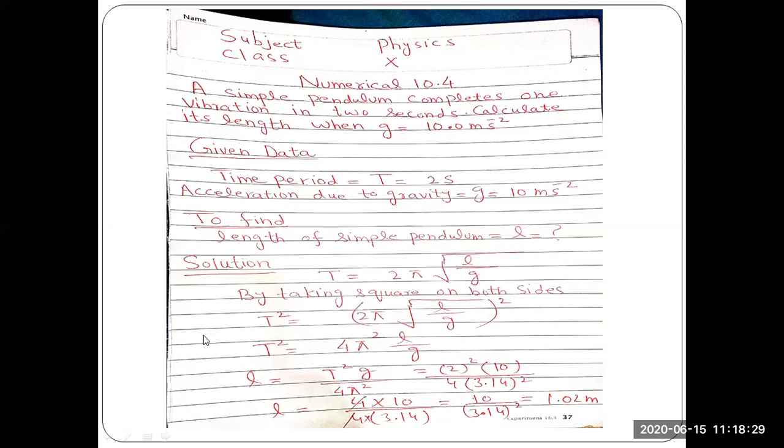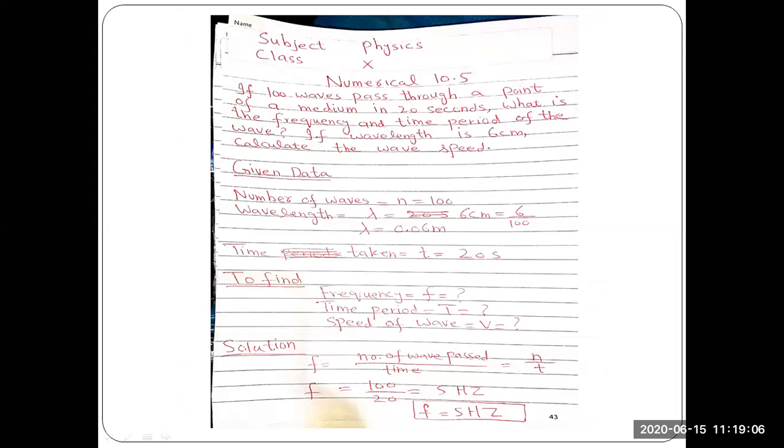By cross multiplying on both sides and putting the values, T is equal to 2, g is 10, and the value of pi is 3.14, whole square. If you take 2 square, it will be 4. This 4 will be cancelled with this 4. So here the square will come. I have already told you that there are small mistakes over here. So 10 divided by 3.14 whole square. If you divide this, you will get 1.02 meter. The unit of length is meter. Now, the next numerical is 10.5.